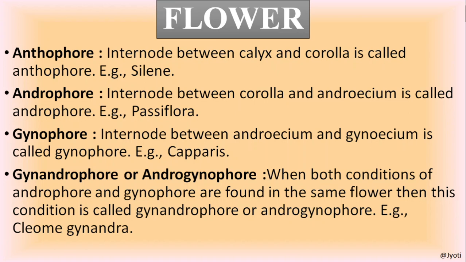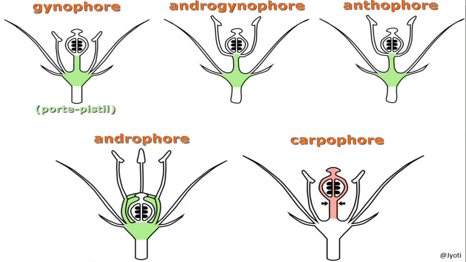First is anthophore. Anthophore means the internode between calyx and corolla. Androphore means internode between corolla and androecium. Gynophore means the internode between androecium and gynoecium. Gynandrophore or androgynophore means when there is androphore and gynophore. That means internode between corolla and androecium is there, and between androecium and gynoecium is also there. So let me show you the picture so that it will be very much clear to you.